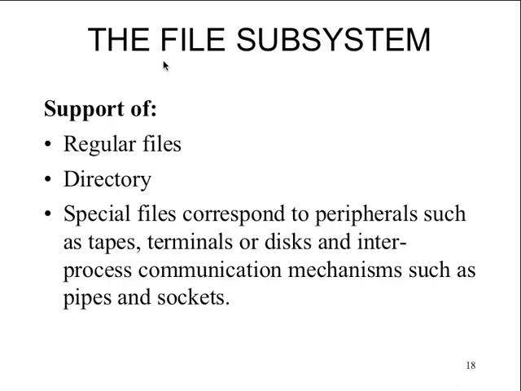It's called a subsystem, actually. The file subsystem, because it's not the main system, it's the file system, has the support for regular files, directories. Everything in Unix is a file. So essentially, even pointers to files are files themselves, which is kind of interesting. So we have special files that correspond to the peripherals, such as tape drives, terminals. The devices are all files.